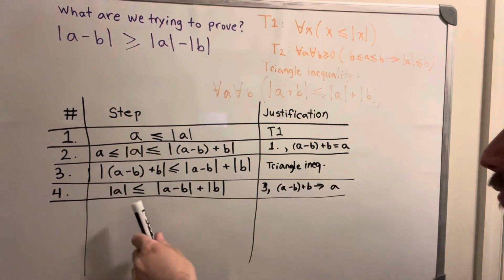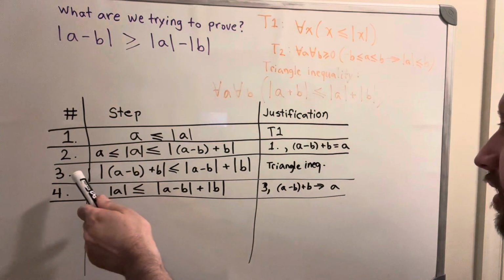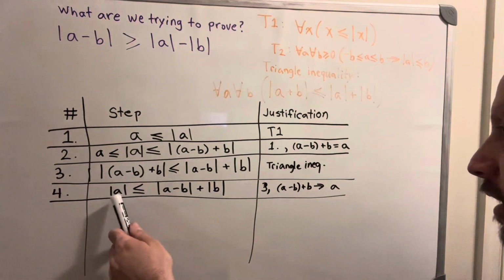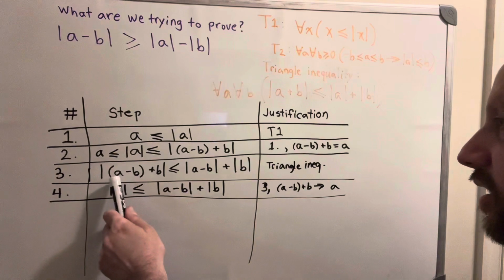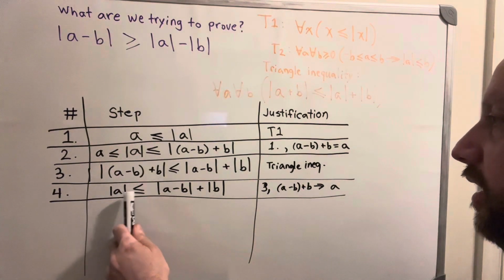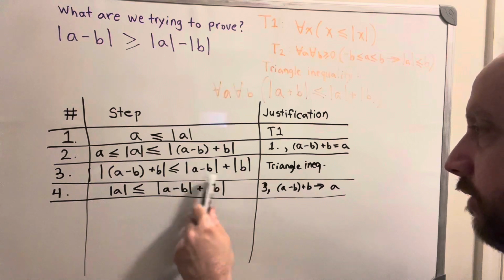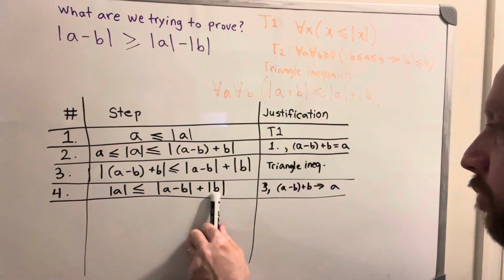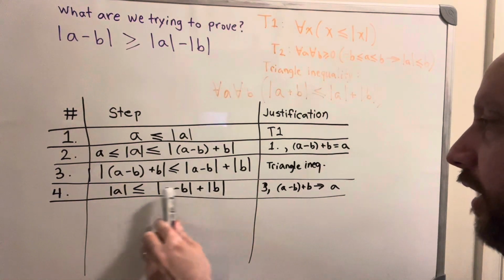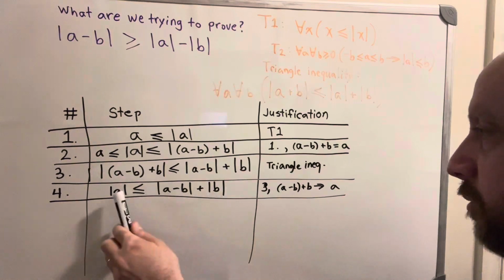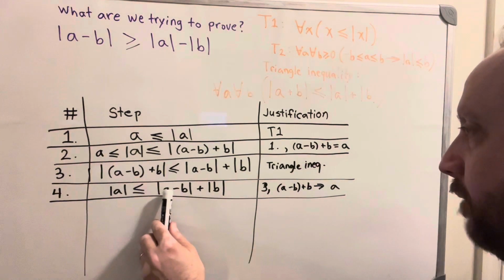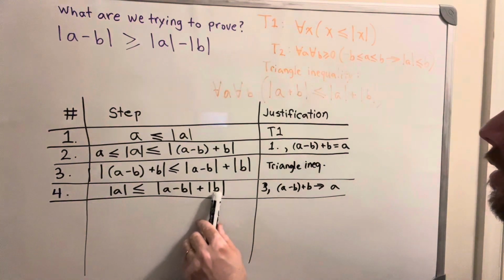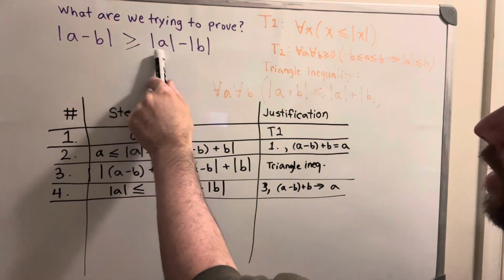All right, what I've done on step 4 is, given step 3, and given that A minus B plus B is simply A, I've just rewritten it more simplified. So this is the absolute value of A is less than or equal to the absolute value of A minus B plus the absolute value of B. Now we're very close. Compare this. Absolute value of A is less than or equal to absolute value of A minus B plus absolute value of B. Look what we want to prove right here.